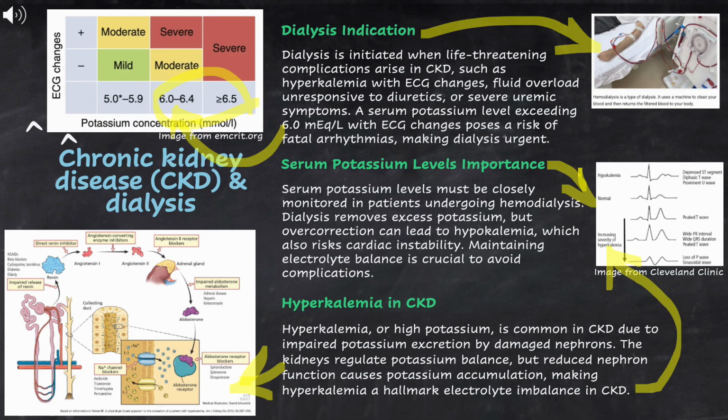Such a high potassium level can precipitate fatal heart arrhythmias, so immediate dialysis may be required to remove the excess potassium and stabilize the heart rhythm. Other indications for starting dialysis include volume overload, for example, pulmonary edema, that does not respond to diuretics, and severe uremic symptoms, such as encephalopathy or pericarditis, that threaten the patient's life.